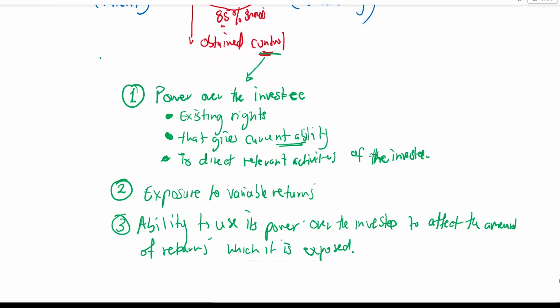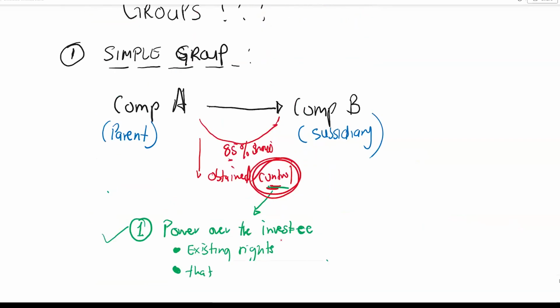Number two, you have exposure to their variable returns. Number three, you have the ability to use that power over the investee to affect the amount of returns to which it is exposed. So if the three are there, we can be assured that there is control. All right, so that's how you actually do your control test. So it's not just simply having more than 50%.